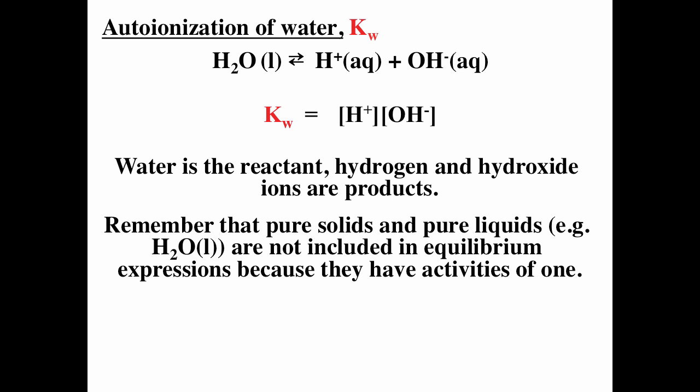And so ionization of water, it's actually a very, very important equilibrium constant. You're going from liquid water to hydrogen ions plus hydroxide ions. And so water is a reactant, and hydrogen ions and hydroxide ions are the products. If we write down the equilibrium expression, we do products over reactants, coefficients become exponents, pure solids and pure liquids don't appear because they have activities of 1. And so we end up with Kw equals hydrogen ion concentration times hydroxide ion concentration.